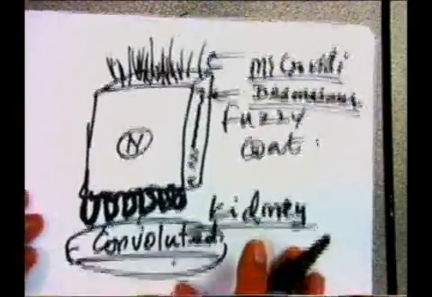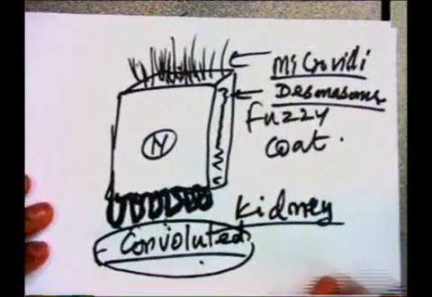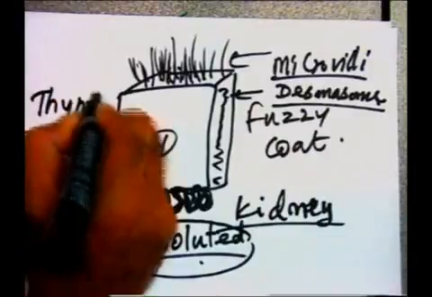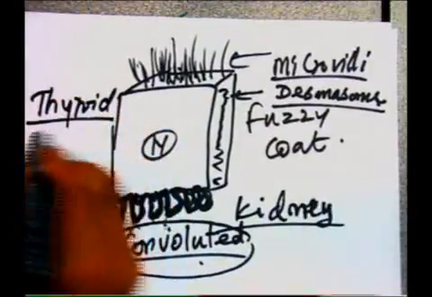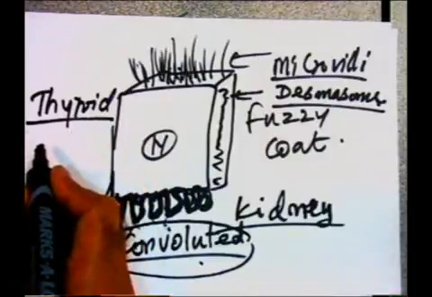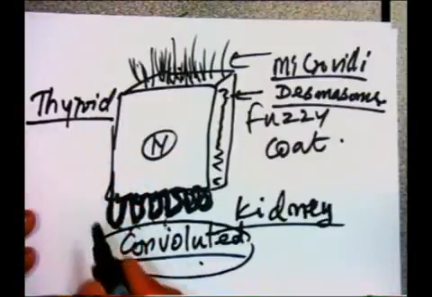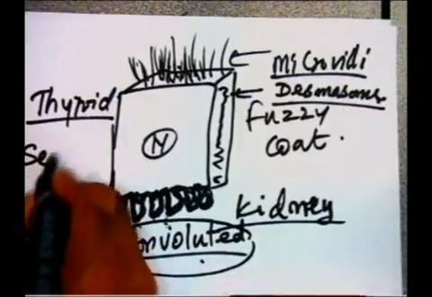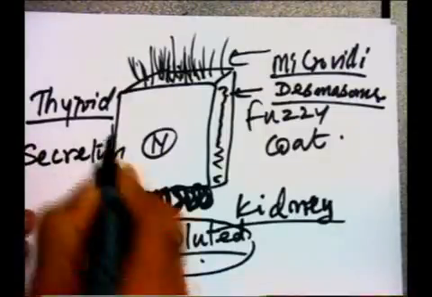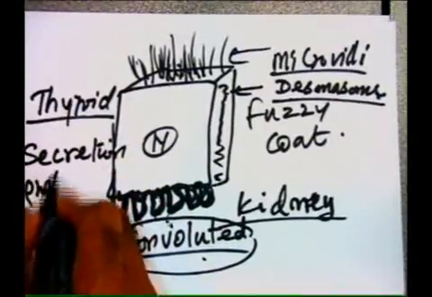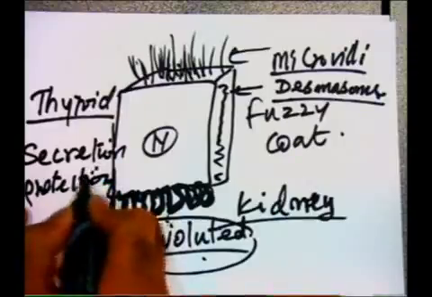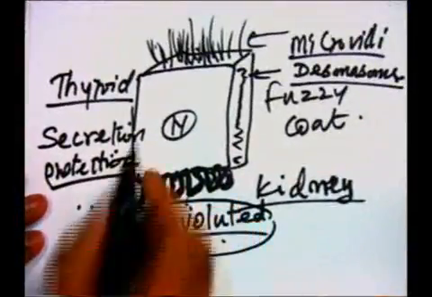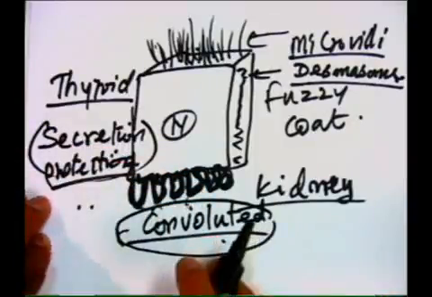Okay. Before that, where do you find this type of cells? You will find them in thyroid follicles. In the thyroid, thyroxine hormone is synthesized, so thyroid follicles, and the kidney tubules. Okay, and the functions for this tissue are secretion and protection too.